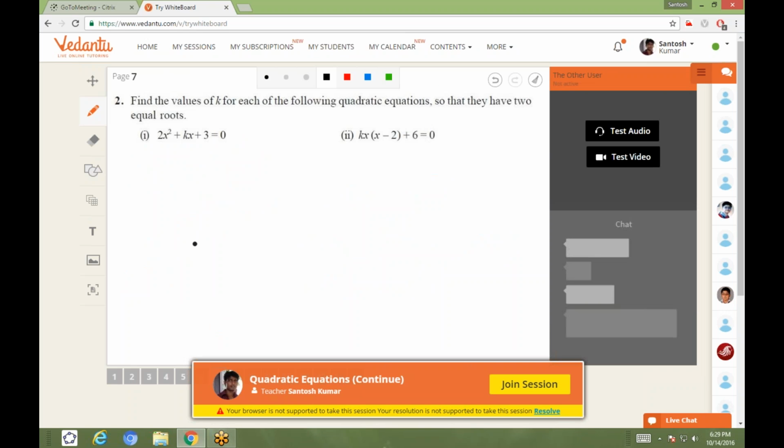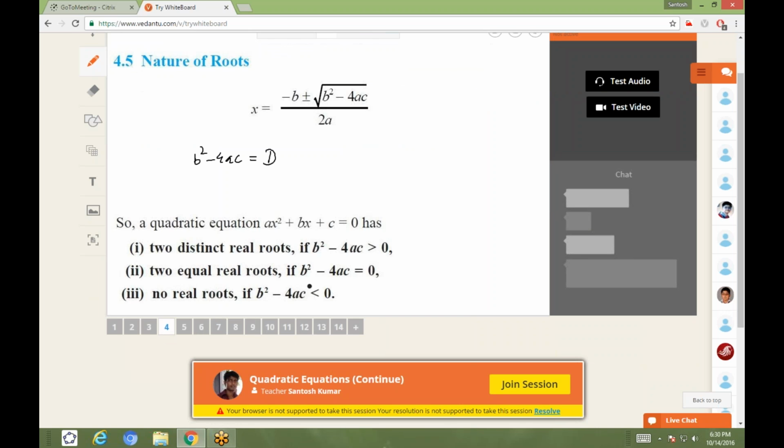So next we have the second problem, and it says: find the values of k for each of the following quadratic equations so that they have two equal roots. Let me just read out once again. We have to find the value of k for these two quadratic equations when they have two equal roots. So when do we have two equal roots? When the discriminant is equal to 0. So we need to use this case.